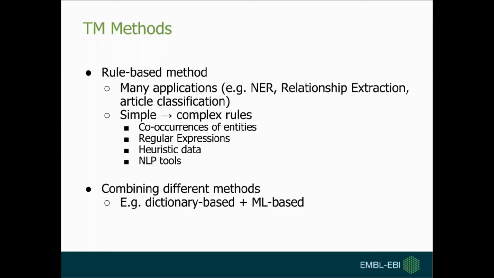Similar to the machine learning method, the rule-based method can also be applied to many problems such as named entity recognition, relationship extraction, and article classification. Rule-based systems vary from simple to complex depending on the complexity of the rules used to implement the system. For example, a system utilizing co-occurrences of entities for extracting associations would be the simplest approach, and utilizing regular expressions, heuristic information, or natural language processing tools would make the system more complex.